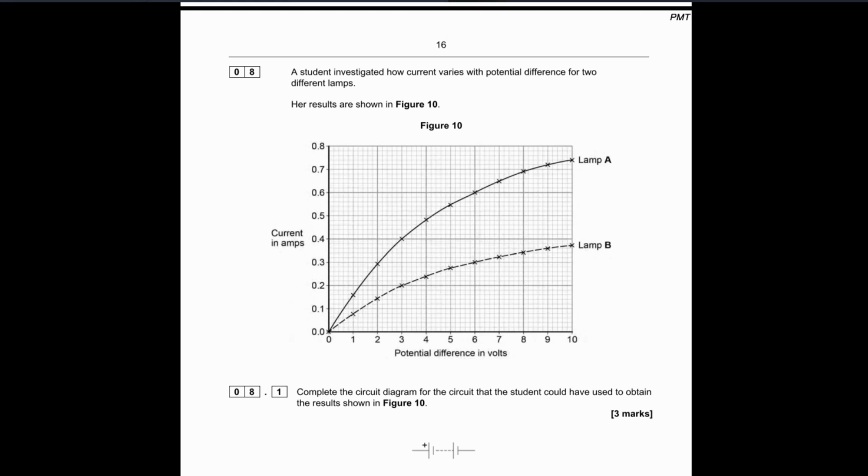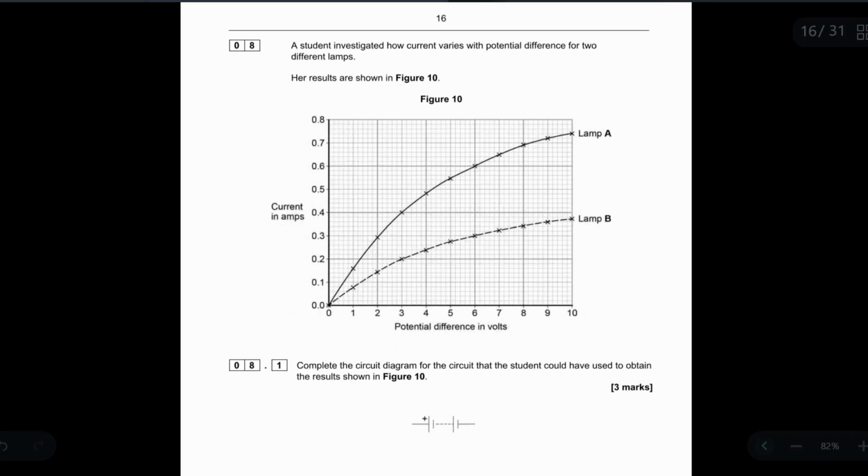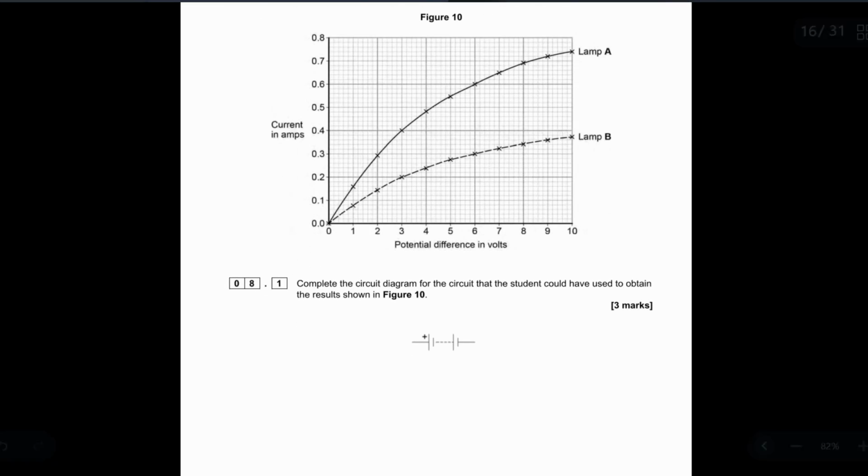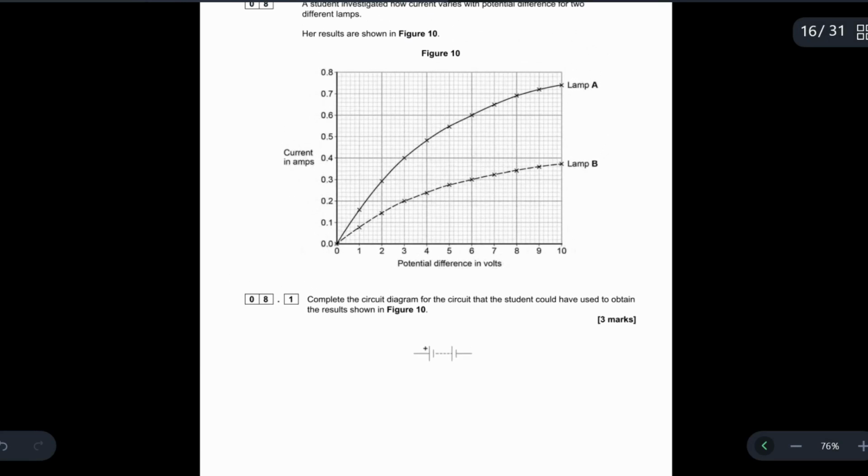Okay, let's take a look at question 8. The student investigated how current varies with potential difference for two different lamps. The results are shown in figure 10. Complete the circuit diagram for the circuit that the student could have used to obtain the results shown in figure 10. So again, we've got another circuits question.